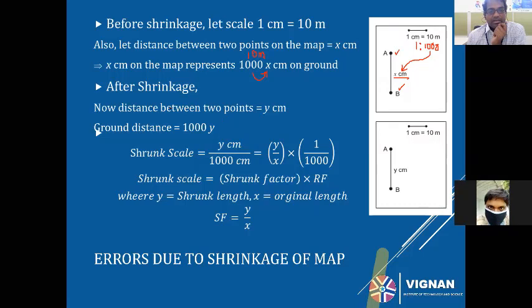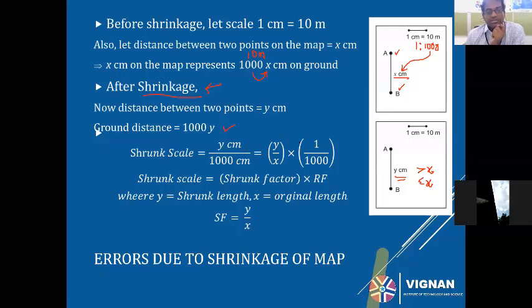So unfortunately, that map has got a problem, and after shrinkage, let me say the distance, same distance A to B, is y centimeters now. So ఈ y centimeters అనేది, it can be greater than x or less than x. Anything can happen, right? So let me say y. Now if it is y after shrinkage, then the ground distance is something like 1000 into y.